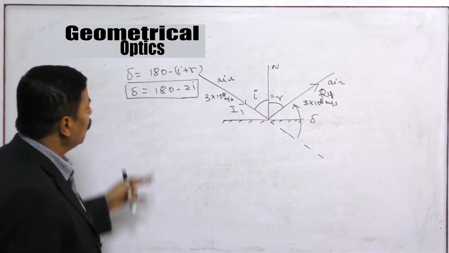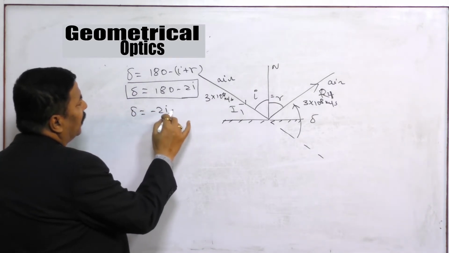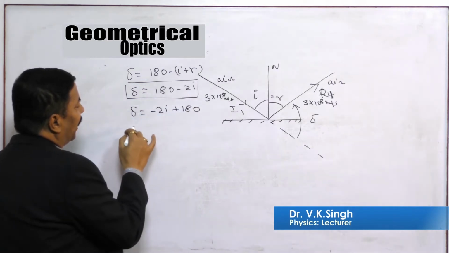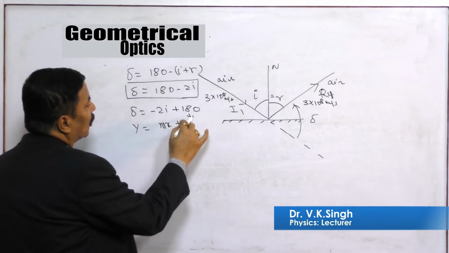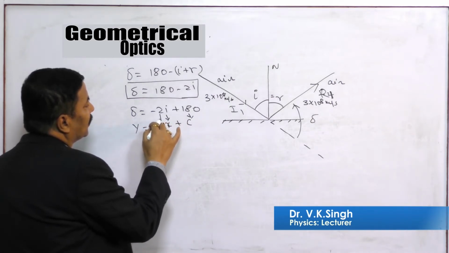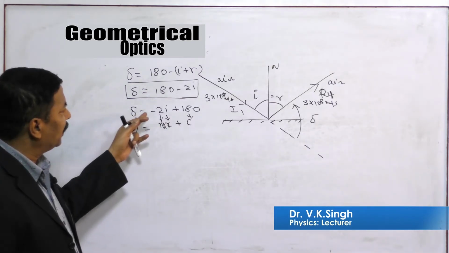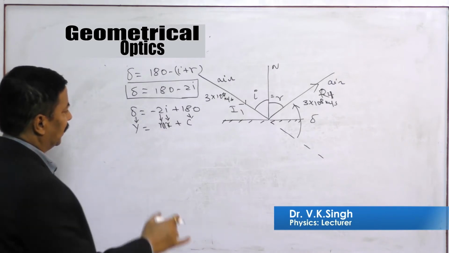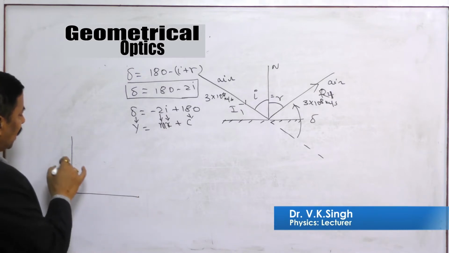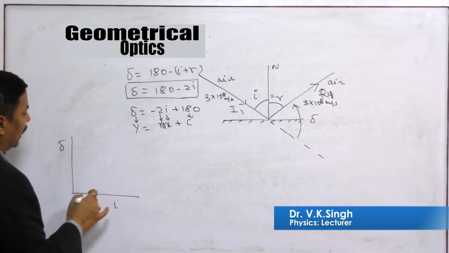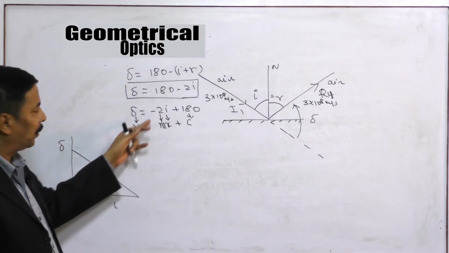Now if you write this equation, delta is equal to minus 2I plus 180, and compare it with y is equal to mx plus c, this corresponds to c, this is x, this is m, this is y. Then naturally the graph between delta and I is a straight line. If I take a graph between delta and I, here is delta, here is I. It is a straight line with negative slope.